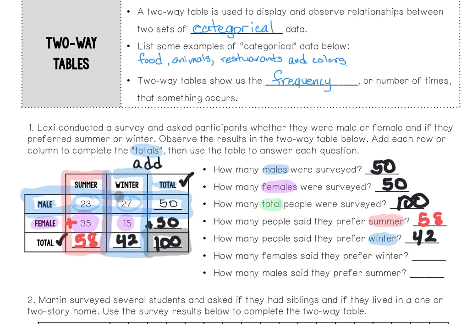All right. How many females said they preferred winter? So now we're looking at both categories at the same time. So not totals. How many females, so two different things, said they preferred winter? So first we're going to go to the female row. Then we're going to go to the winter column. One's a column, one's a row. Where do they meet up? Right here. Boom. Got a lot of colors going on. So we have 15. Okay, so 15.